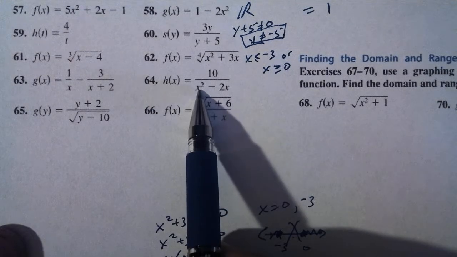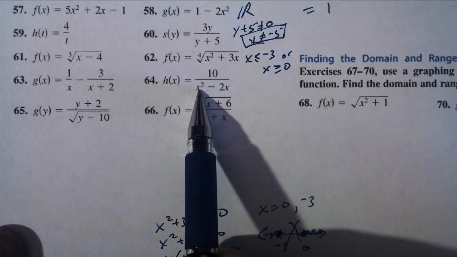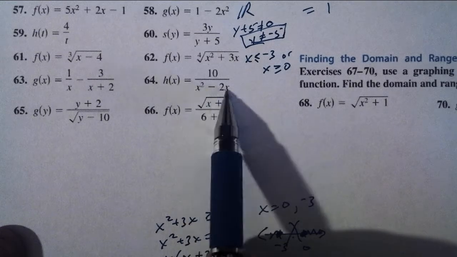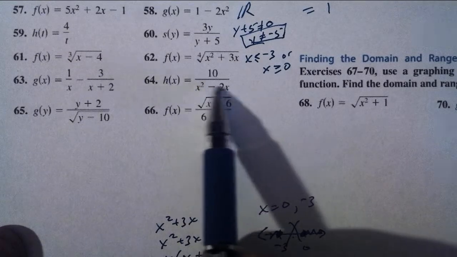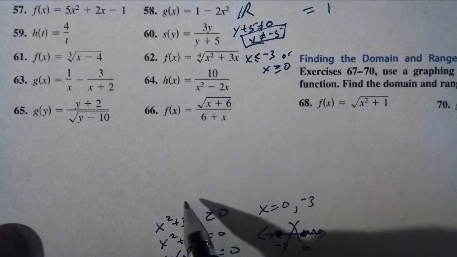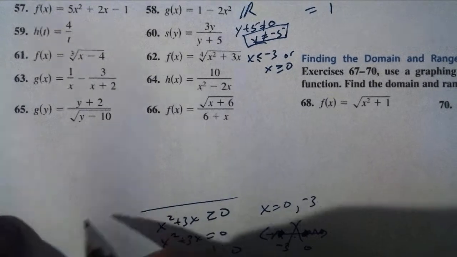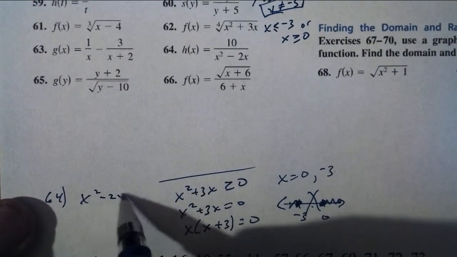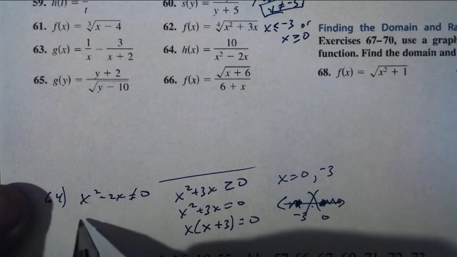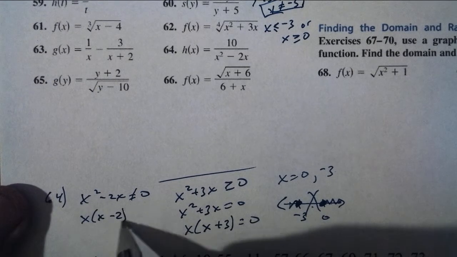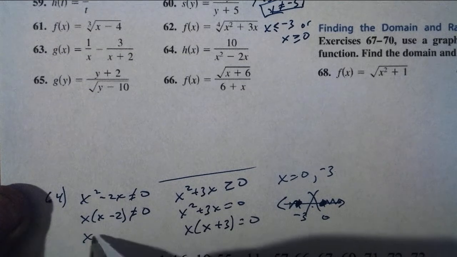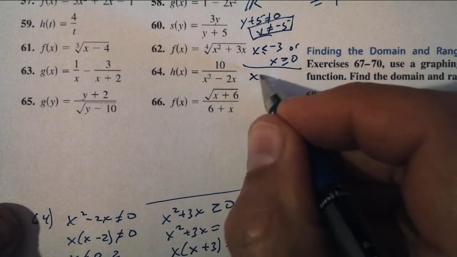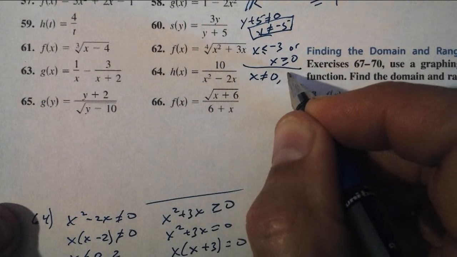64. Could I square any number I want? Yes. Can I multiply any number I want by negative 2? Yes. Can I add or subtract any numbers I want? Yes. But I cannot divide by 0. Therefore, in 64, little scratch work over here, x squared minus 2x may not be 0. X times x minus 2 may not be 0. So x cannot be 0 or 2.